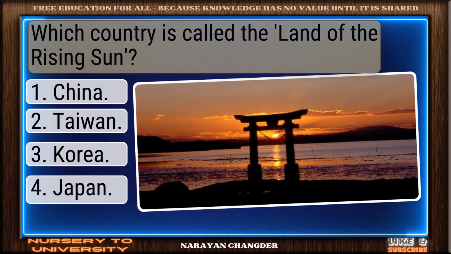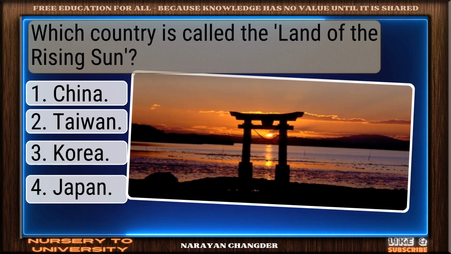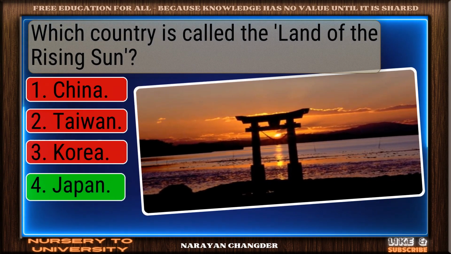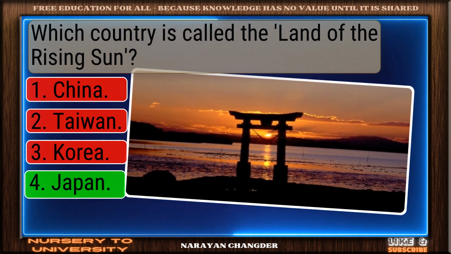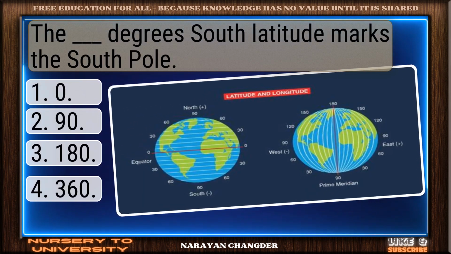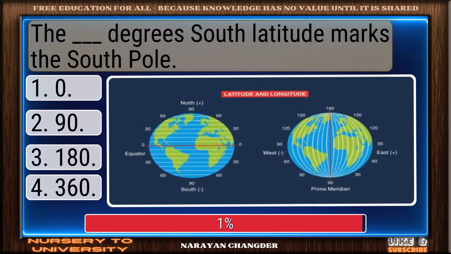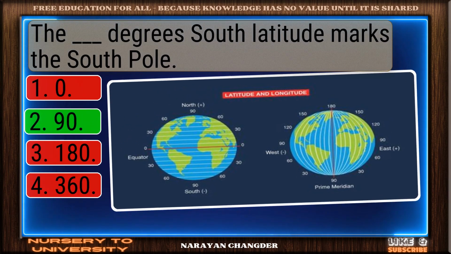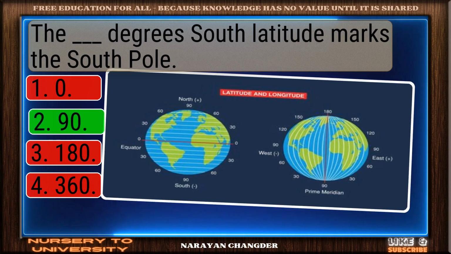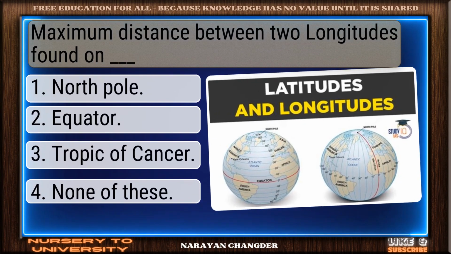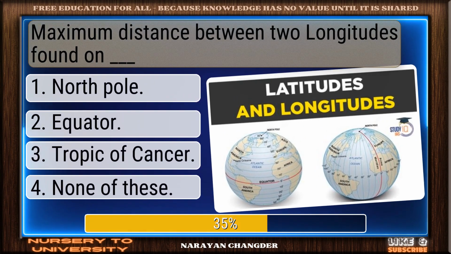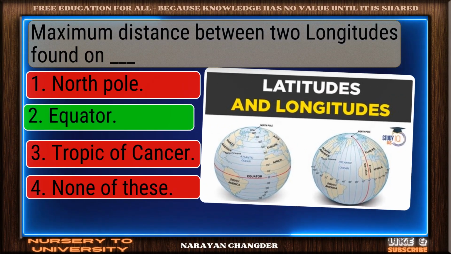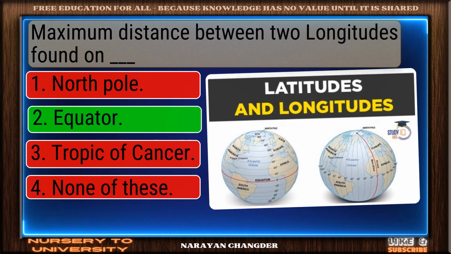Which country is called the land of the rising sun? Nice work. You chose Japan and it is correct. The dash degrees south latitude marks the South Pole. You're right. 90 is the correct answer. Maximum distance between two longitudes found on dash. Correct response. Equator is the most accurate answer.